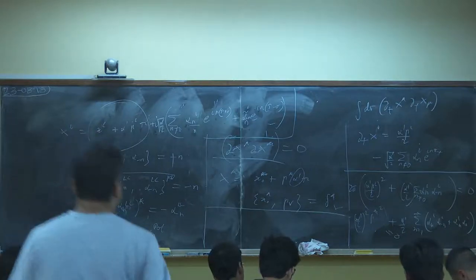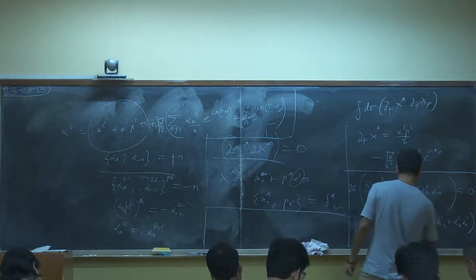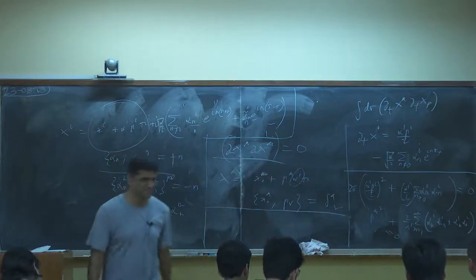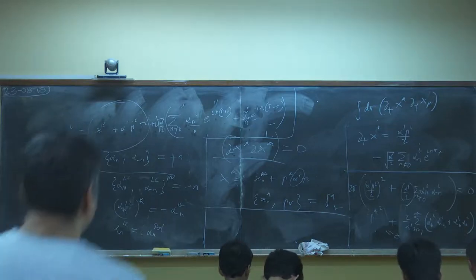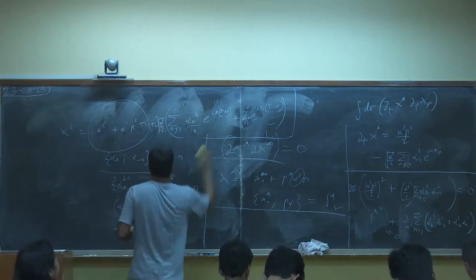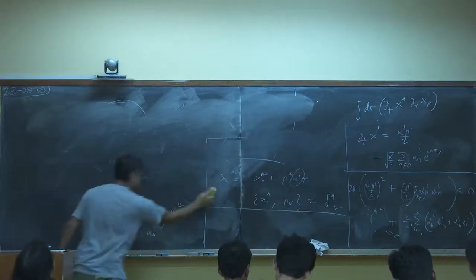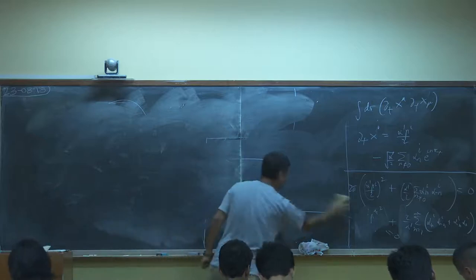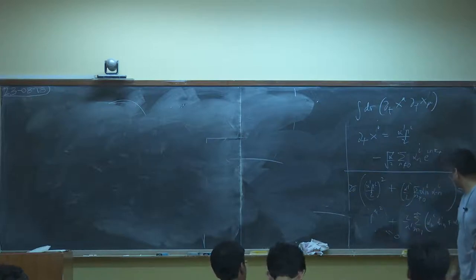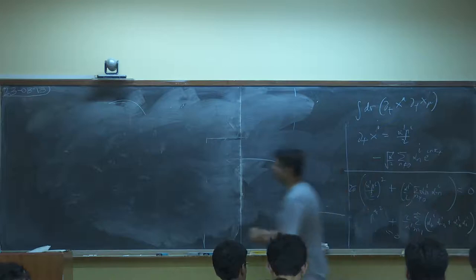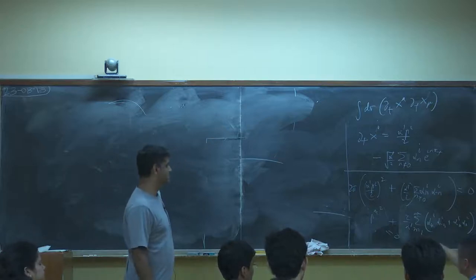Now that I've written it like this, I'll cancel one alpha prime by 2. So in fact, I'll write this as 2 by alpha prime. Okay, now we're in business. We can clearly state what Hilbert space we get from our quantization. Firstly, let us note that we covariantized pi squared with p mu squared.